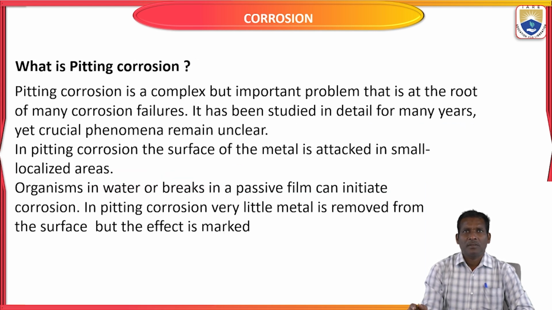What is pitting corrosion? Pitting corrosion is a complex but important problem that is the root of many corrosion failures. It has been studied in detail for many years and crucial phenomena remain unclear. In pitting corrosion, the surface of the metal is attacked in small localized areas. Very little material is removed from the surface, but its effect is marked in pitting corrosion.